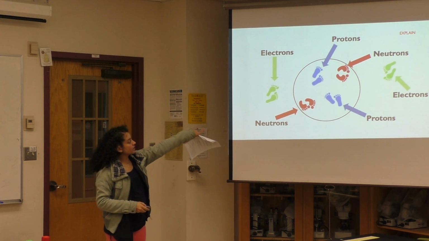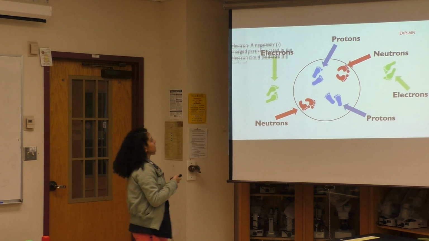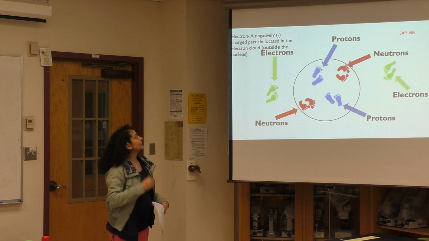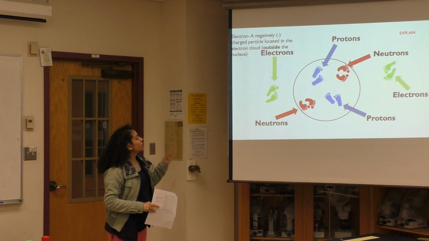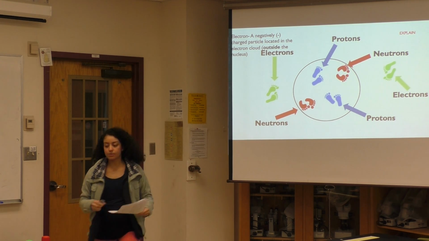And then electrons, as you can see, are outside of this circle, or outside of what we're calling the nucleus. It's a negatively charged particle located in the electron cloud, or outside the nucleus. And right now, electron cloud is a new vocabulary word, but we will get to that as well.